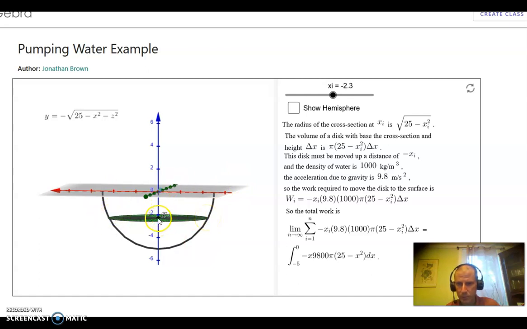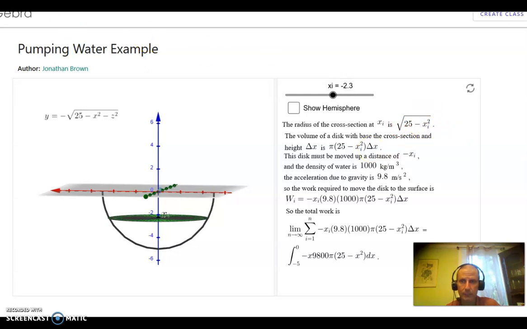So its radius will just be the distance from the x value over to the circle. To get that, we just have to plug in z equals 0. That means that the radius of the cross section at xi is going to be the square root of 25 minus xi squared. Now if we thicken that a little bit to get a disk, then the width of that disk will be delta x, and therefore the volume will be pi times the radius squared times the height, so it'll be pi times 25 minus xi squared times delta x, where squaring the square root made the square root go away.